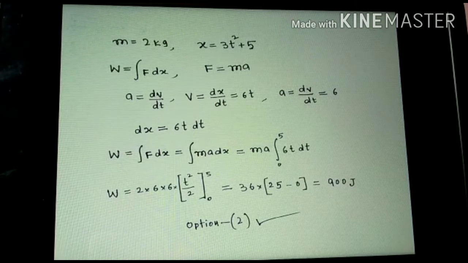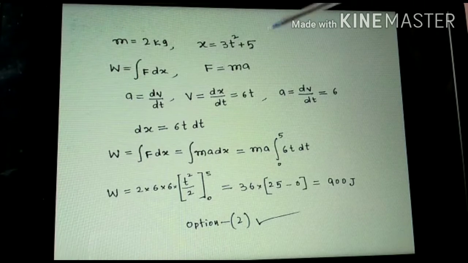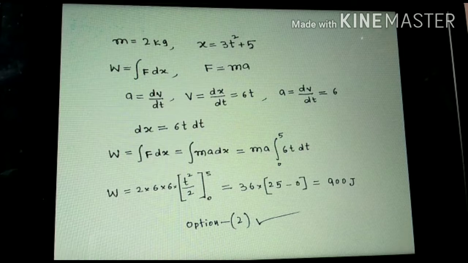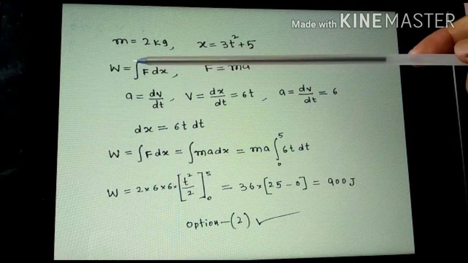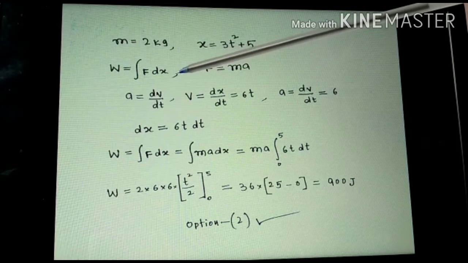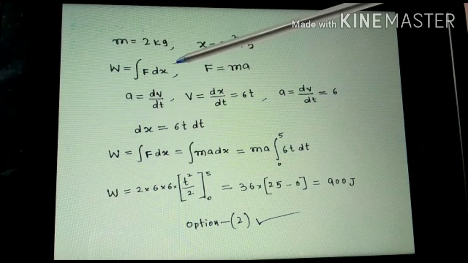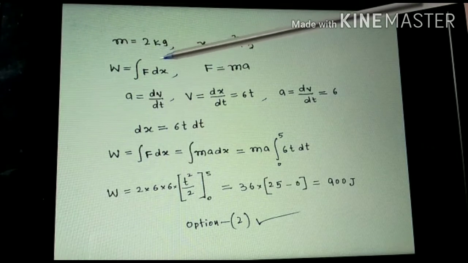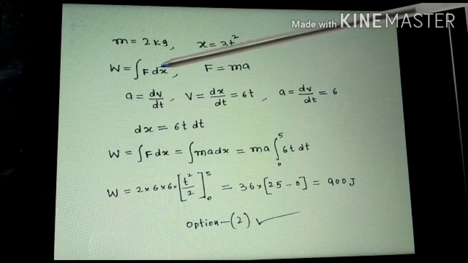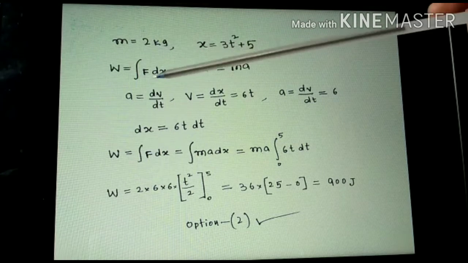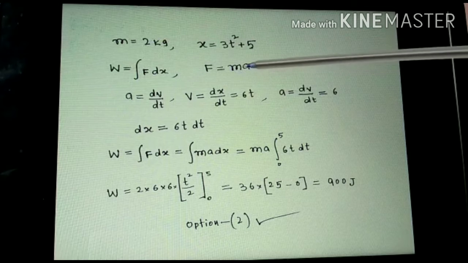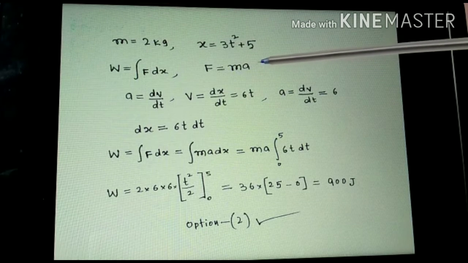Simple, first I am writing the given information: mass is 2 kg and position x is changing with time, that is 3t square plus 5. Simple formula, you know, I told you earlier, work done W is equal to integration of F dot dx. Here F is nothing but the force on the 2 kg mass. So F equal to ma from Newton's second law.